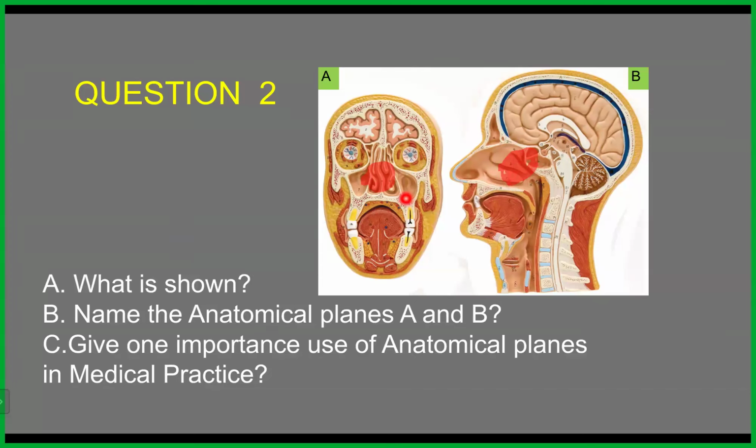However, if we combine A and B, it gives us a 3-dimensional comprehensive picture of what is happening within the body. So one important use of anatomical planes in medical practice is that they enable a 3-dimensional visualization of any lesions, helping the practitioners appreciate the extent of the pathology in question. So when you look at A and B combined, you're able to appreciate in 3 dimensions what is happening better than either A or B by themselves.